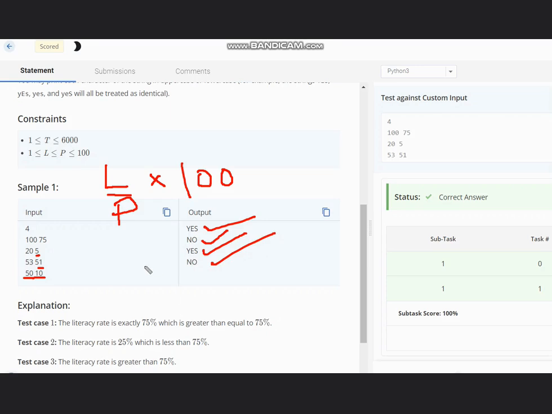So simply you can calculate this, let it be R, and if your R is greater than or equal to 75, output yes, else output no. So this is the solution to the problem, and it's a very easy problem, so I hope you all understand the solution.